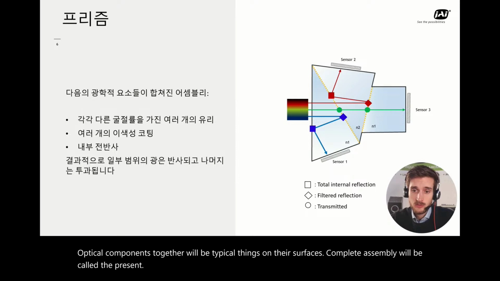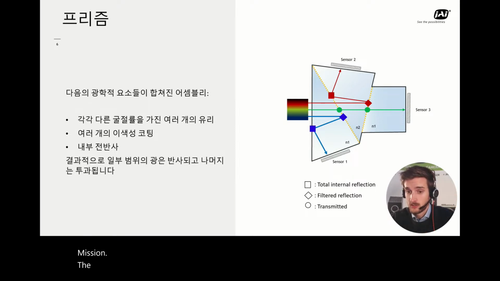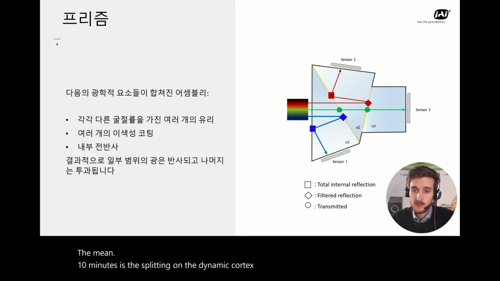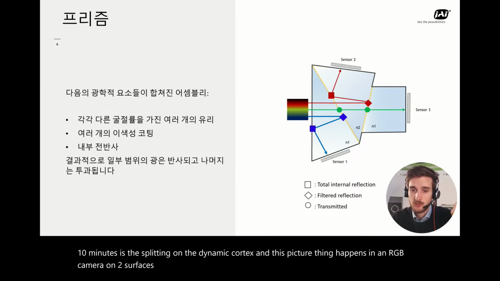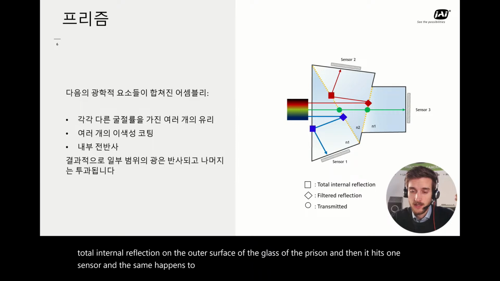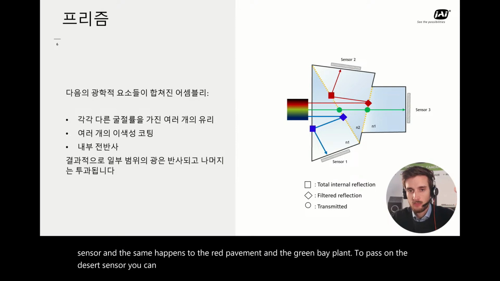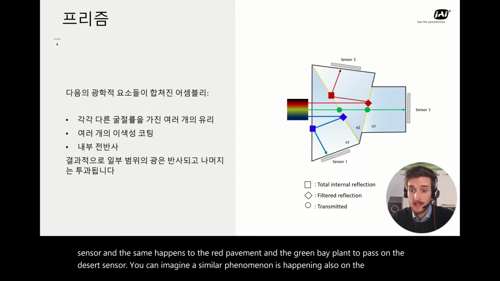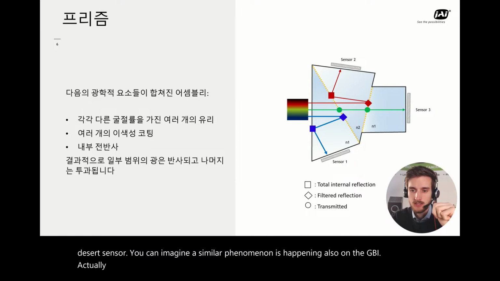So as I mentioned, the main phenomenon is the beam splitting on the dichroic coatings. And this beam splitting happens in an RGB camera on two surfaces. First, blue light is separated with the dichroic coating, then it undergoes total internal reflection on the outer surface of the glass of the prism, and then it hits one sensor. And the same happens to the red waveband, and the green waveband will pass onto the third sensor. You can imagine a similar phenomenon is happening also on the RGB NIR and short-wave infrared cameras as well.